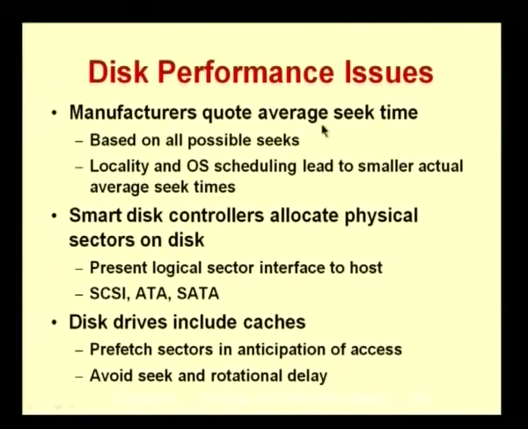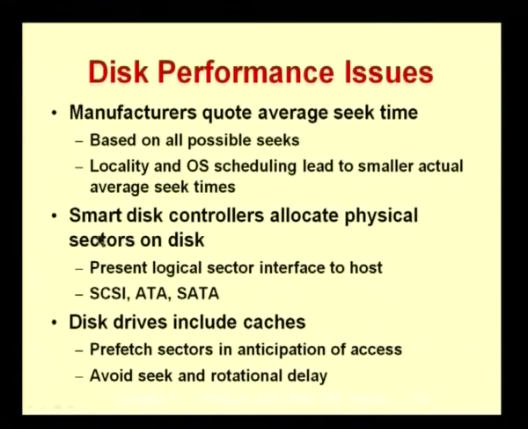Manufacturers for instance quote the average seek time, which is based on all possible seeks. But when you actually try to lower the seek time, it can be done with the help of looking at some locality issues and the operating system scheduling for the disk. So, OS scheduling plus locality normally will lead to smaller actual average seek times. You will look at how the disk scheduling is done by the OS when you study about OS. Of course, other than this we have smart disk controllers which also try to allocate physical sectors on the disk in such a manner that your overall access time becomes faster.